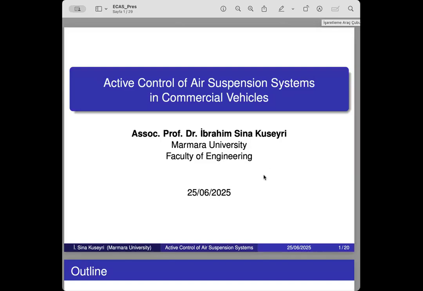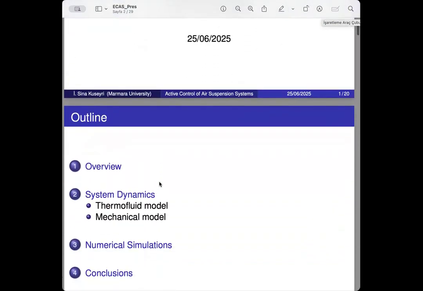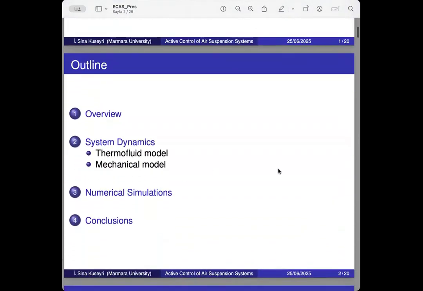Hello, my name is Sina Kuseri, and I will today give you a presentation on my manuscript on active control of air suspension systems in commercial vehicles. First of all, I will give an overview on the air suspension systems, active suspension systems. Then we will discuss the system dynamics, and then I will show you the numerical simulation outcomes and the conclusion.